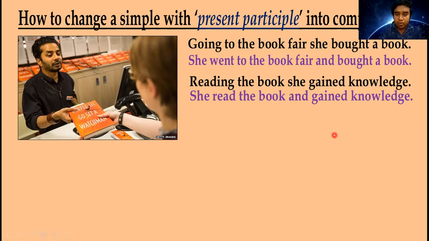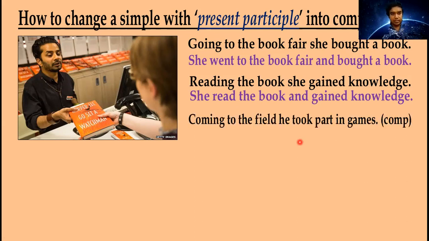So what is the rule? The rule is, if you find a simple sentence that starts with a present participle, or verb plus ing, then you need to convert this sentence into two independent clauses, and you have to join these two clauses with a coordinating conjunction, that is, the coordinating conjunction and.